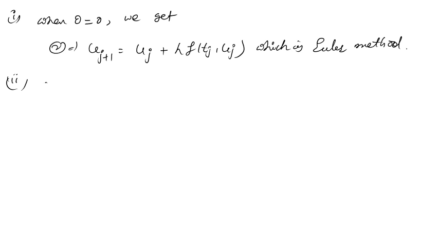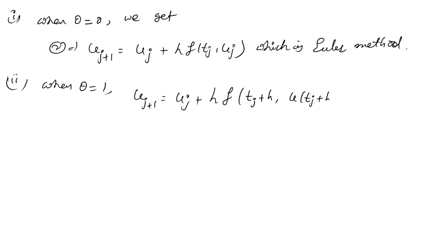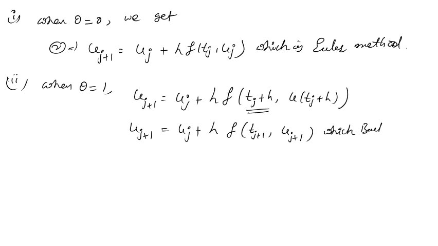And the second case, when theta equals 1, what I'm getting is uj+1 is equal to uj plus h times f(tj plus h, u(tj plus h)). That is equal to uj plus h times f(tj+1, uj+1), where tj+1 stands for tj plus h and uj+1 stands for uj+1. This is the backward Euler's formula, backward Euler method.